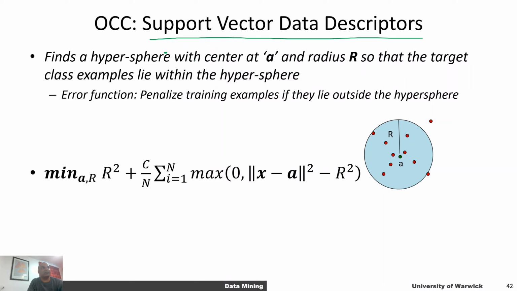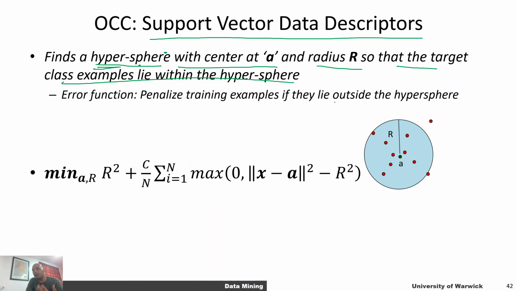What it does is it finds a hypersphere. If it was only in 2D or 3D, we would say that it is a sphere. But if it's in higher dimension, if you have more than 3 features, we say that this is a hypersphere. So it finds this hypersphere with a center at A and radius R, so that the target class examples lie within the hypersphere. So all the training examples should ideally lie within that hypersphere.